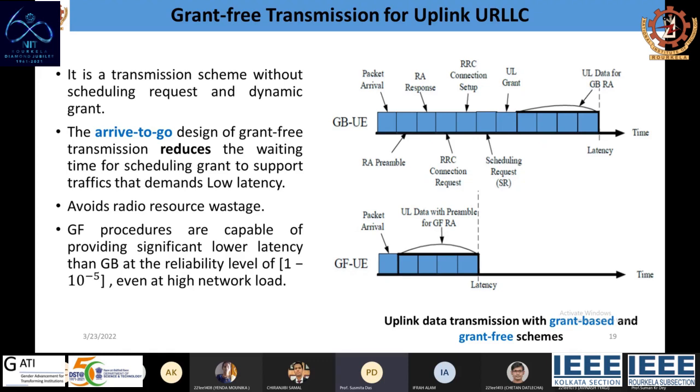Hence, grant-free access has been proposed in 5G, and it is extensively used in 3GPP, to meet the URLLC requirements in the uplink transmission. With uplink grant-free access, as given here, a small packet can transmit data along with the required control information in the first step of transmission itself. What happens? It can reduce the latency of resource allocation and data transmission, as the scheduling request and grant steps in grant-based access are removed, as seen here.